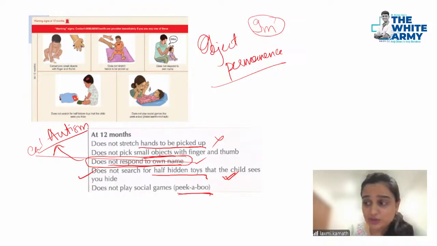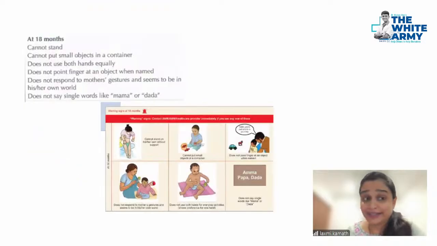So by 12 months also, if the child is not understanding the object permanence or is not able to play a social game like peekaboo, then it is definitely a red flag sign. Again, has lot to do with the early autism signs within 1 year of life. Okay, so next is at 18 months.